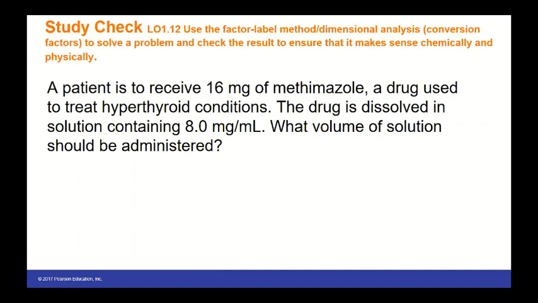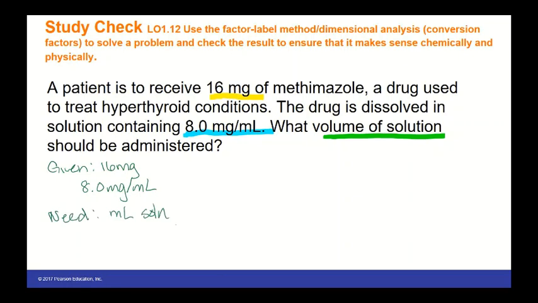Okay, now let's write everything down. We have 16 milligrams of the drug, and we need to know what volume of the solution that's going to provide 16 milligrams. The solution contains 8 milligrams per ml. So we know we're given 16 milligrams, and our conversion unit is 8 milligrams per ml, and we need to know the milliliters of solution.